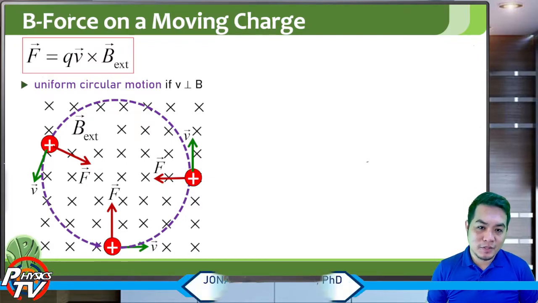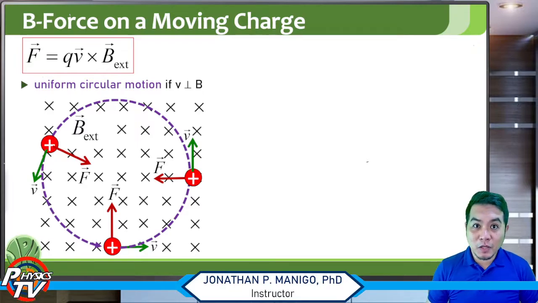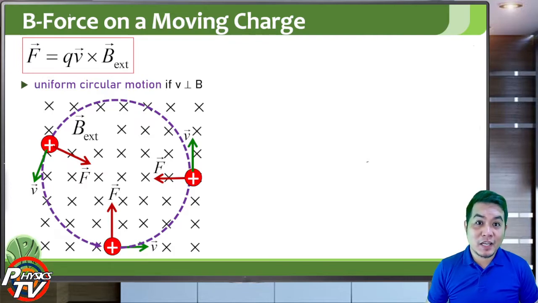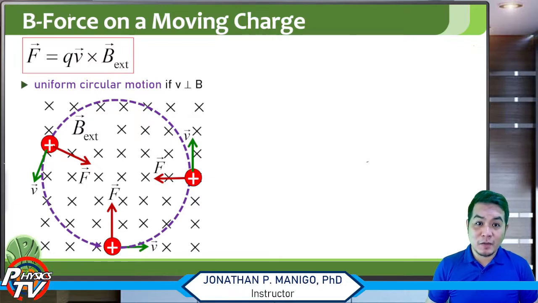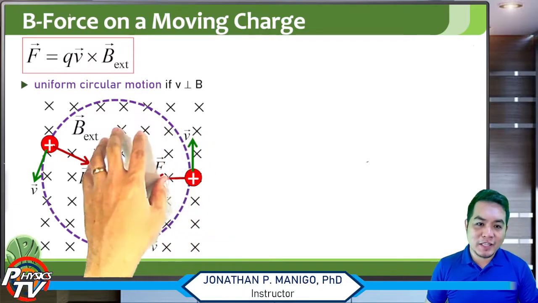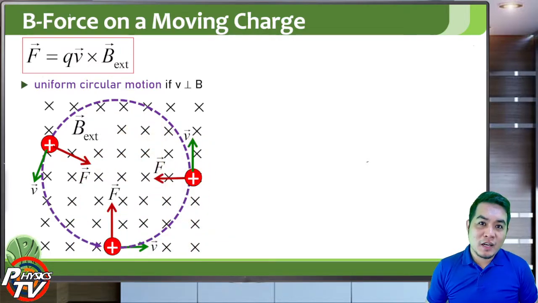Centripetal force, if you will recall, is mass times centripetal acceleration, where centripetal acceleration is v squared over r, the radius of the circular motion. So you can relate that to a centripetal force.